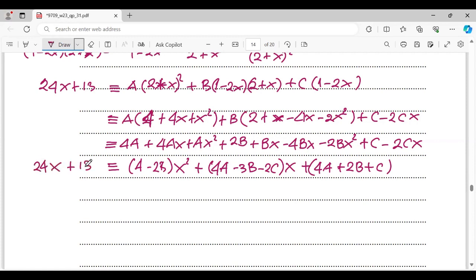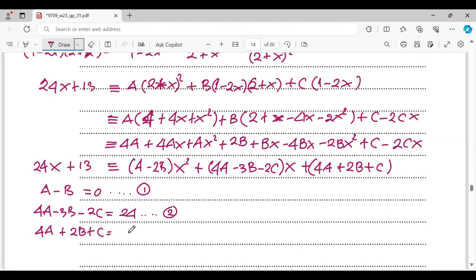24x plus 13. So a minus b equals 0. This is the first equation. And then 4a minus 3b minus 2c equals 24. The second equation, 4a plus 2b plus c equals 13 is the third equation.